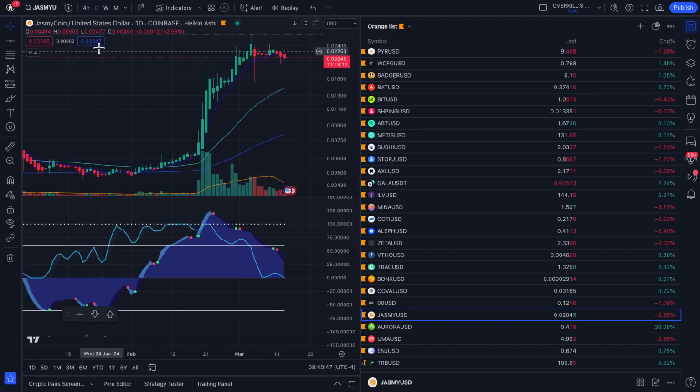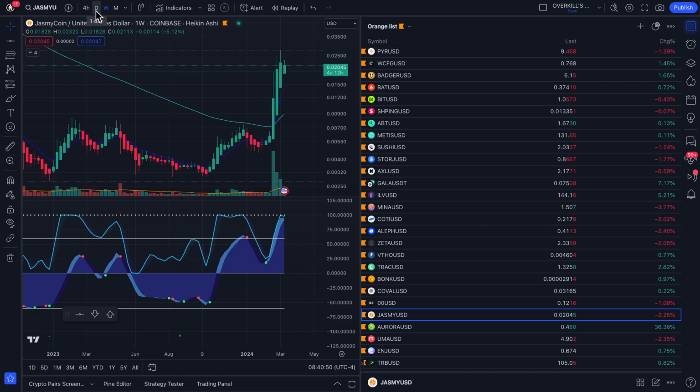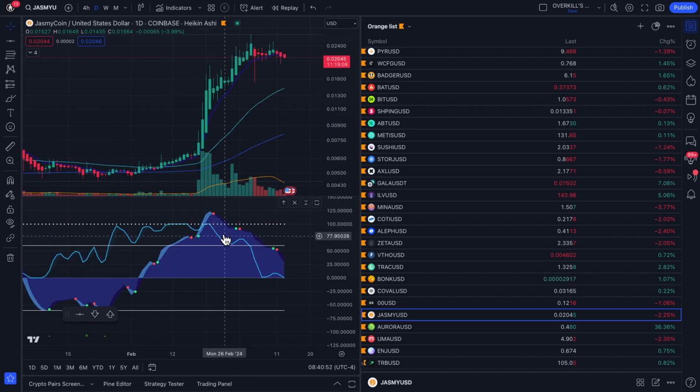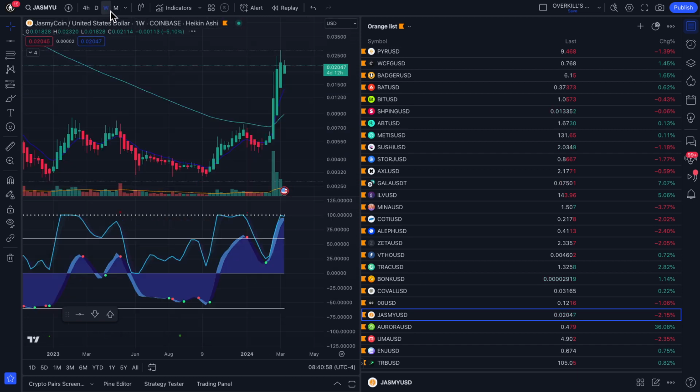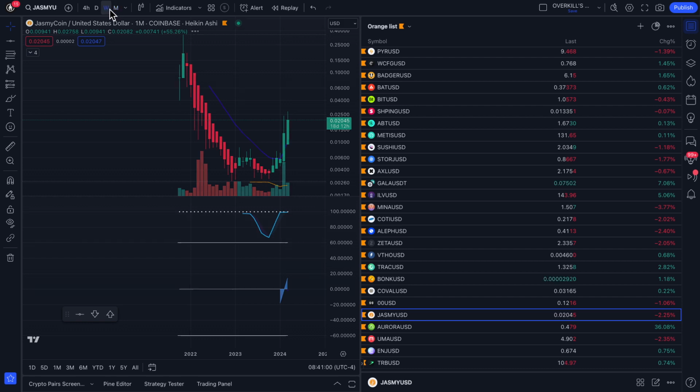Make sure that holds. Here's Jasmine. I'm still going to hold this one because the stochastic on the daily is down here at 0. So when this thing picks up and goes, that could be a freaking ripper there. Look at the monthly, pointing straight up.